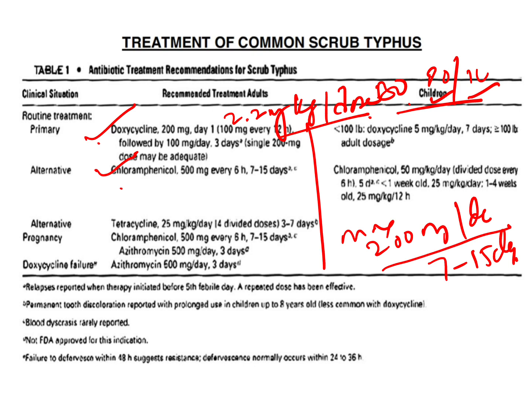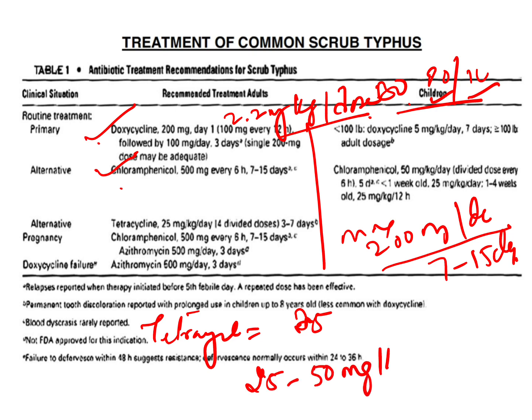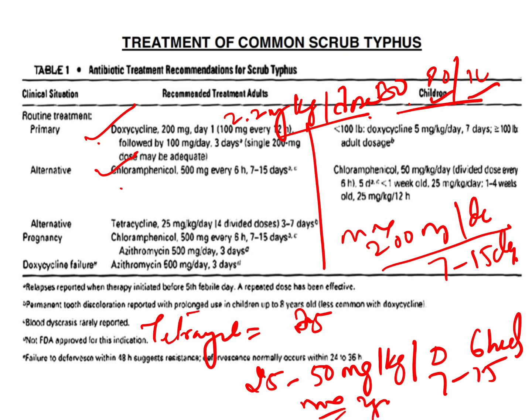Okay, we can give tetracycline. The dose of tetracycline will be 25 to 50 milligram per kg per day divided every 6 hourly, orally for 7 to 15 days, maximum 2 gram. Prophylactically, if the patient is going to that area, we can give 200 milligram as a single dose.